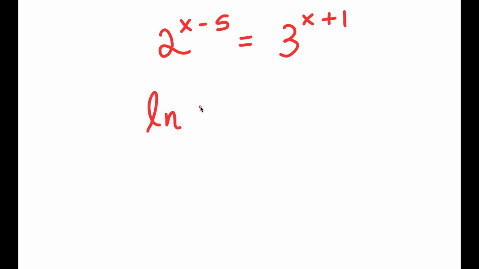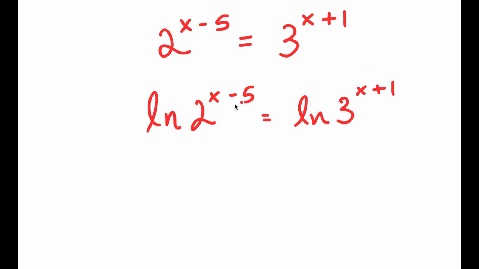Alright, so in this video, I'm going to be solving the equation 2 to the power of x minus 5 is equal to 3 to the power of x plus 1. So to solve this equation, I'm going to first start by taking the natural log, or ln, on both sides. So I get ln 2 to the power of x minus 5 is equal to ln 3 to the power of x plus 1.